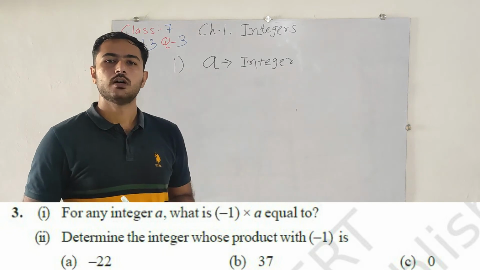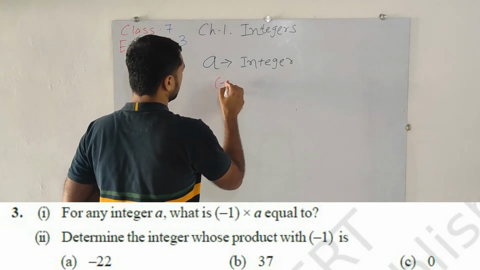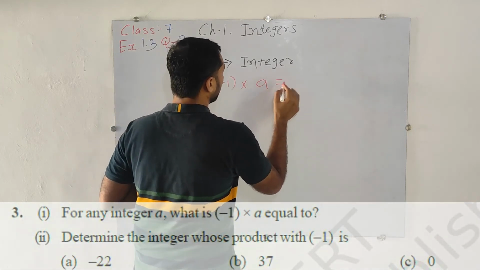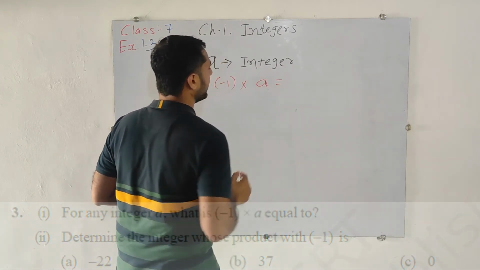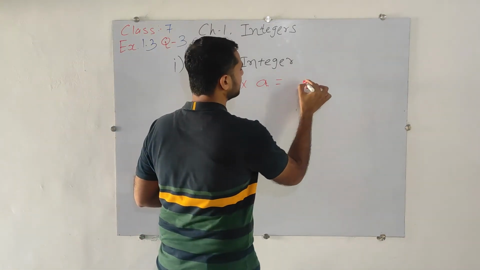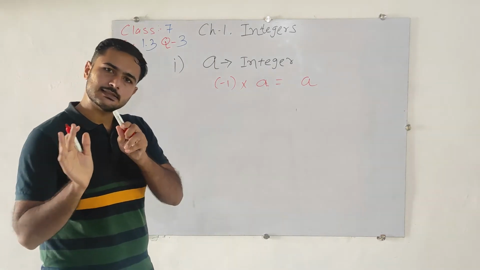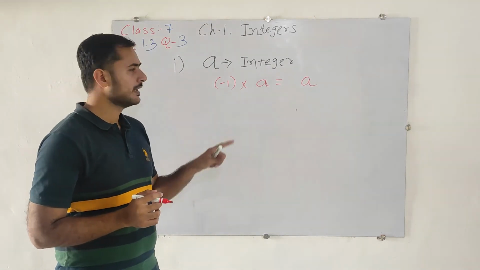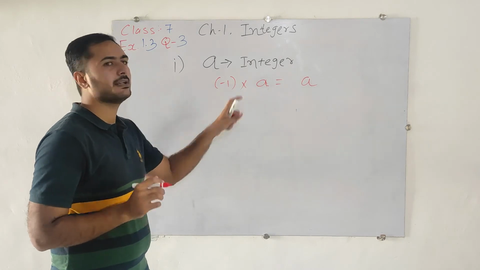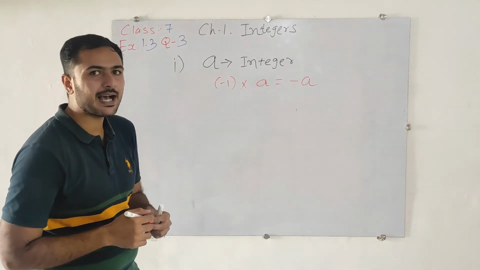Now, if I just do -1 into A, what answer will I get? That's obvious. A into 1 is A, because multiplication with 1 gives the same number. Now minus plus minus, minus plus minus, so minus A is the answer we will get.